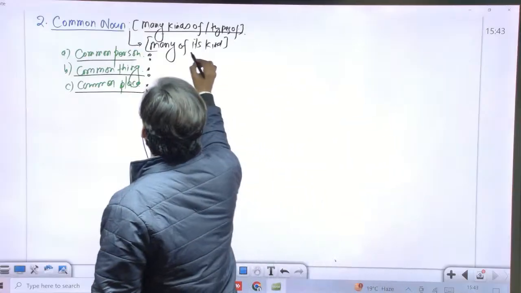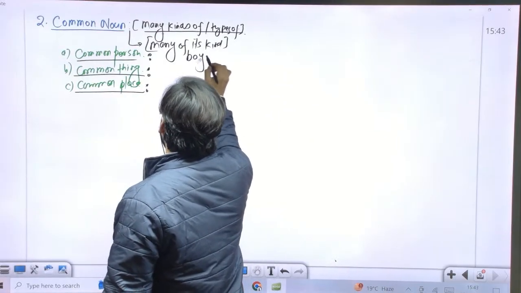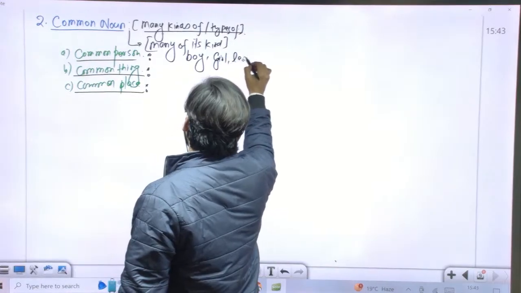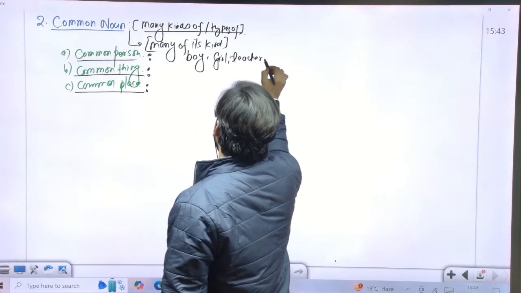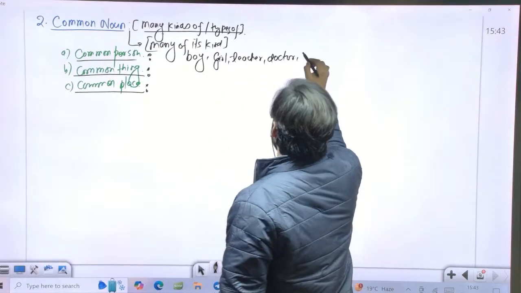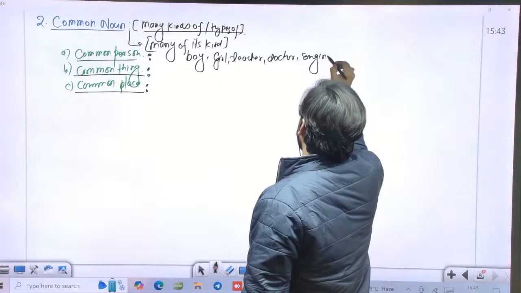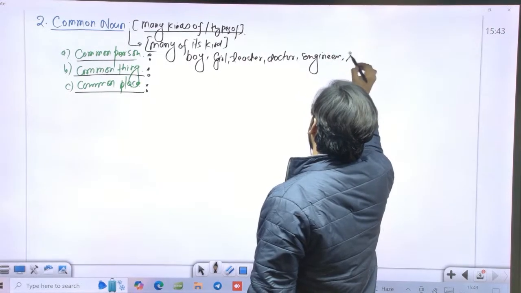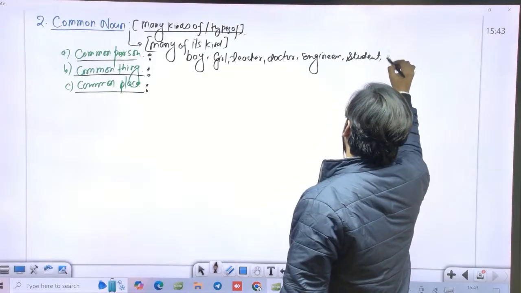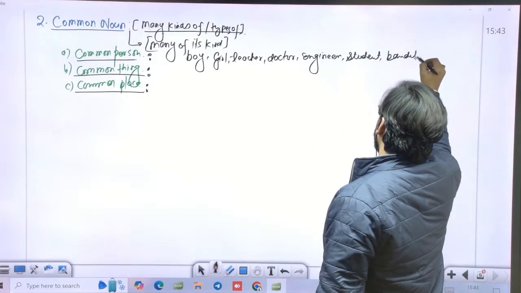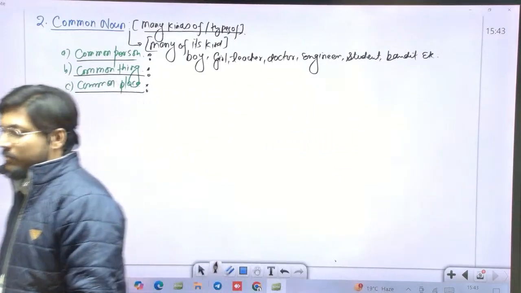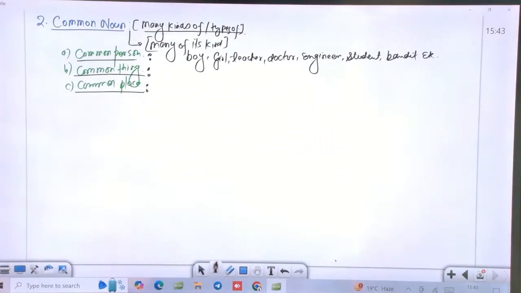Common person means now we talk about boy, girl, teacher, right? Doctor, engineer, and so on. Like student as well. Student, bandit, etc. So these are the common person you can see everywhere in the world, right?